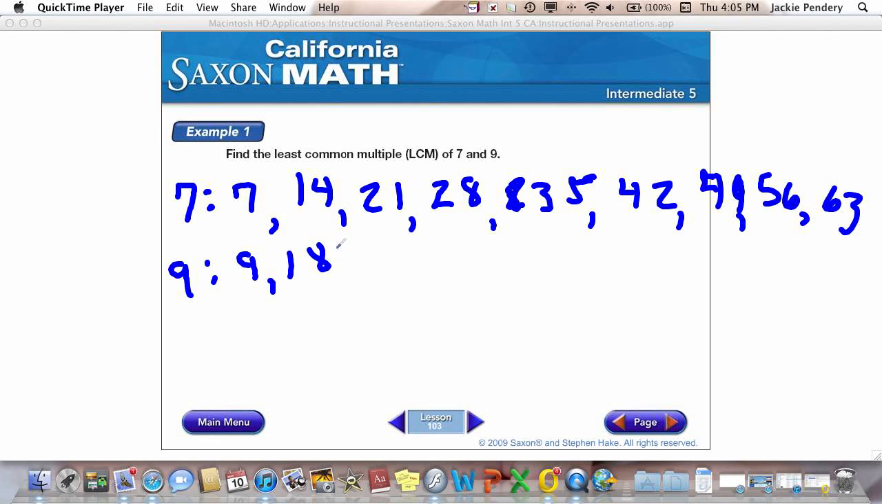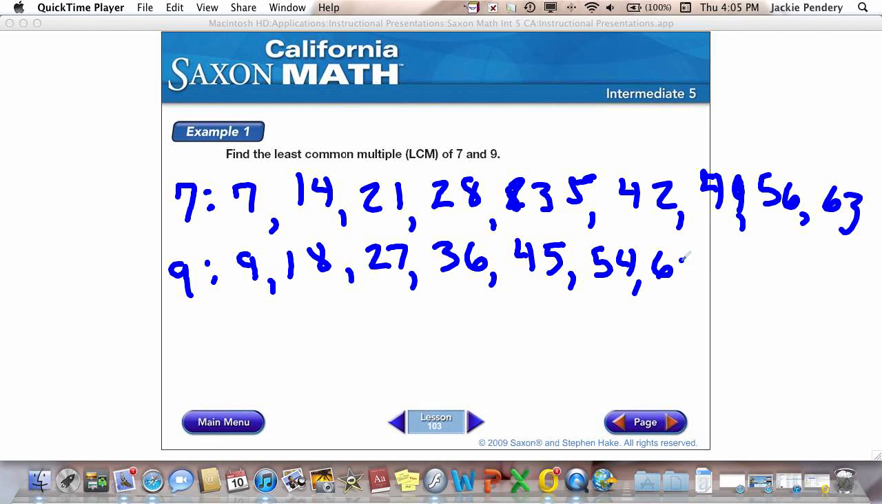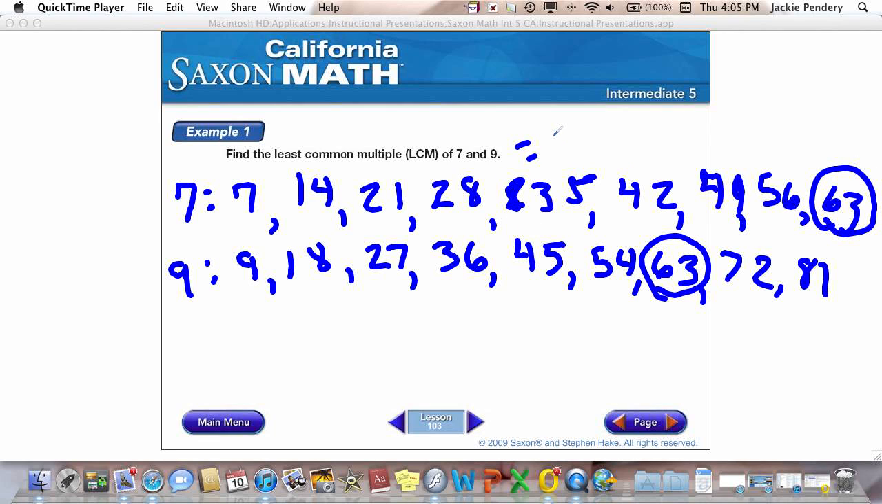9, 18, 27, 36, 45, 54, 63, 72, 81. So looking at this list, the first number that both 7 and 9 go into is 63. So 63 is the least common multiple of 7 and 9.